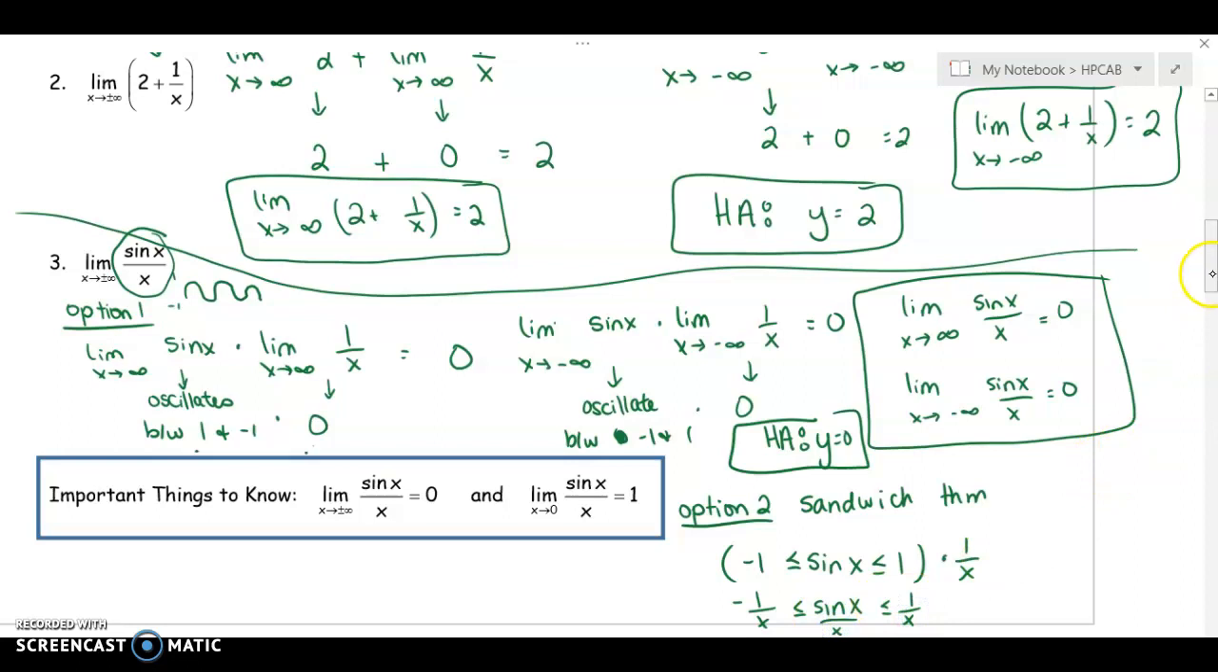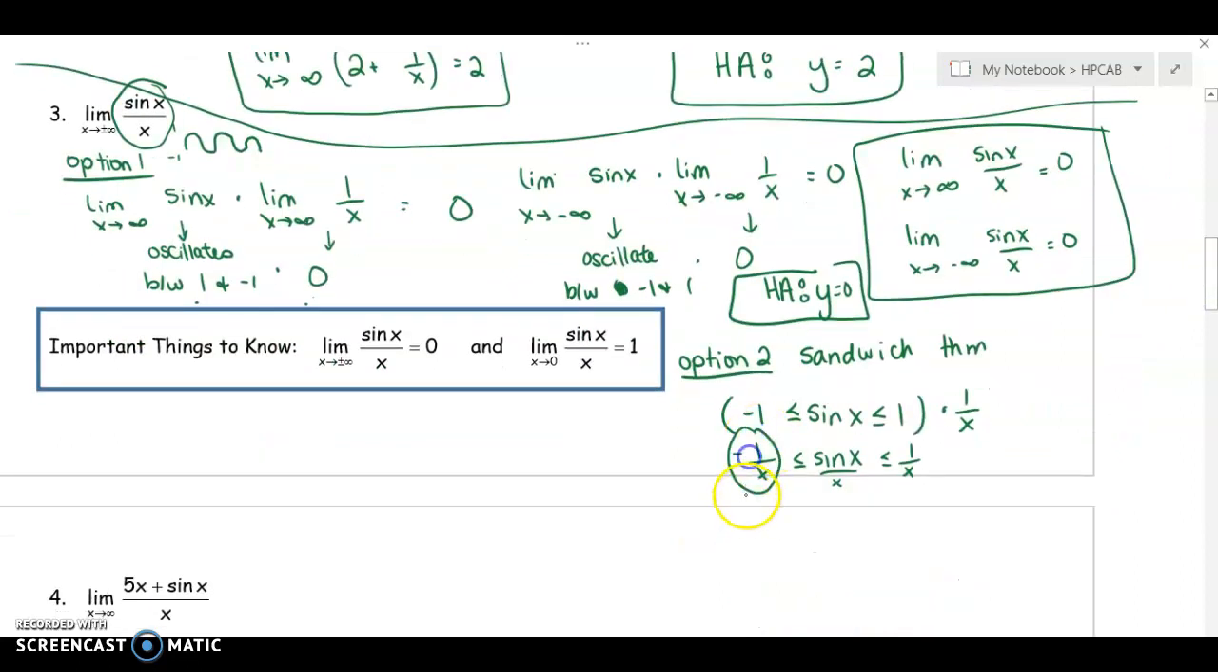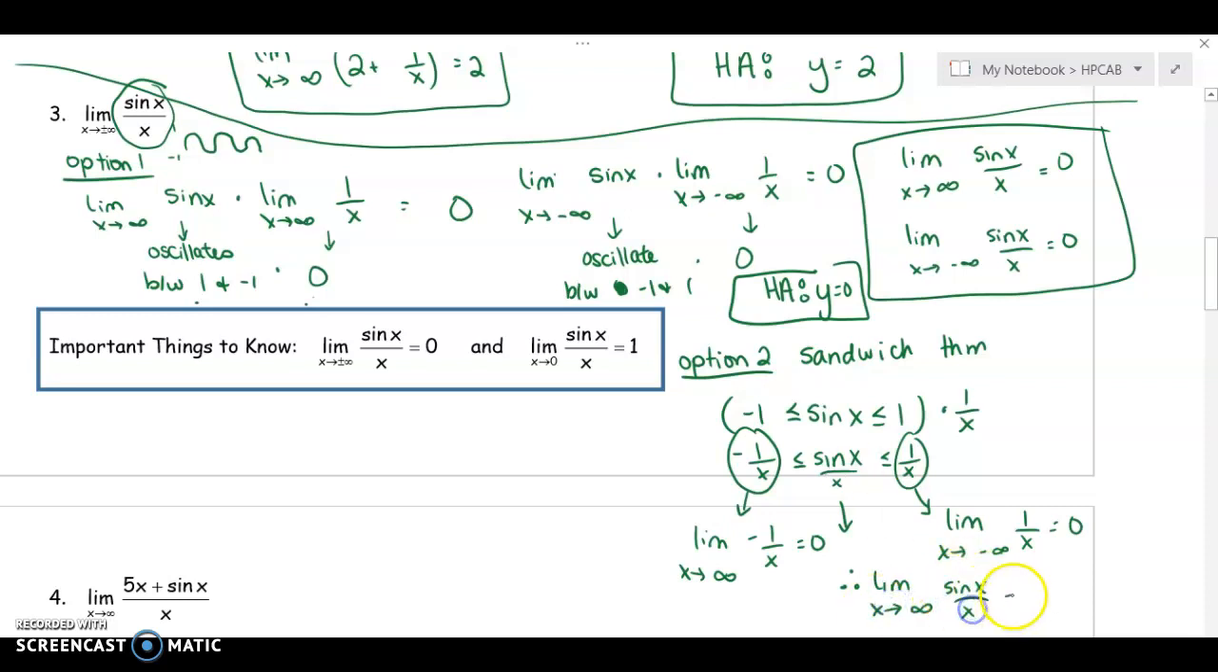All right. And so what's going to happen is we can find the limit of each of these pieces. If we find the limit as x approaches infinity of -1 over x, we know that equals 0 from the previous problem at the very top. The limit as x approaches infinity of 1 over x is also 0. Since those two pieces both approach 0, that means that sine of x over x has to also approach 0. So therefore the limit as x approaches positive infinity of sine of x over x has to equal 0.